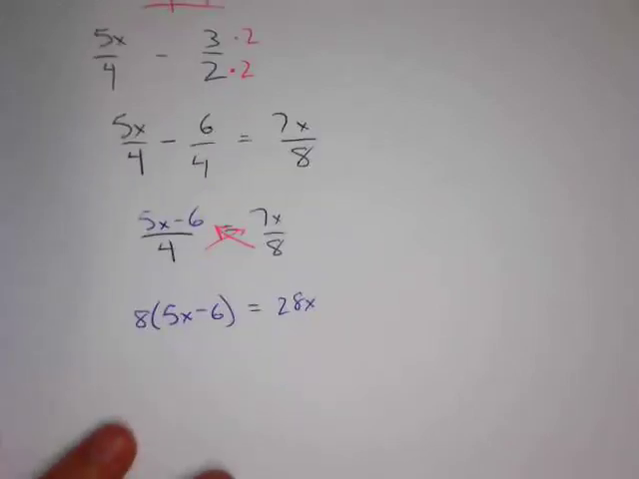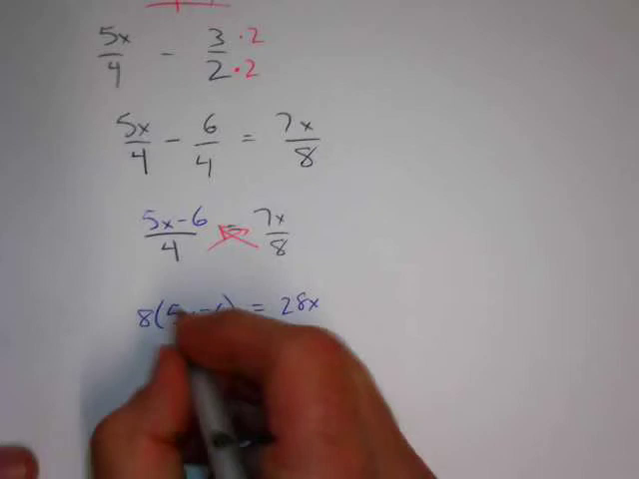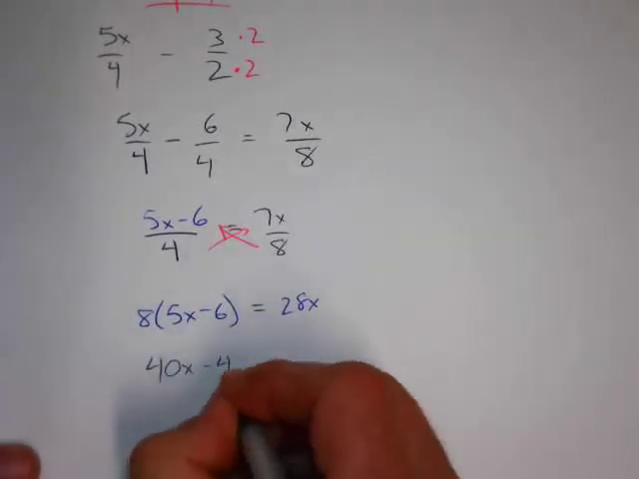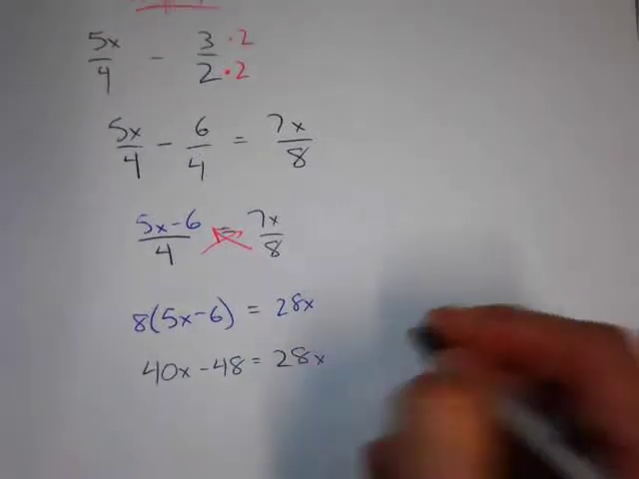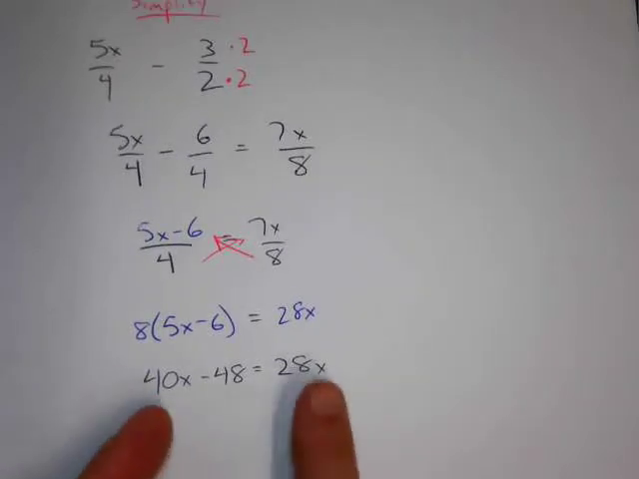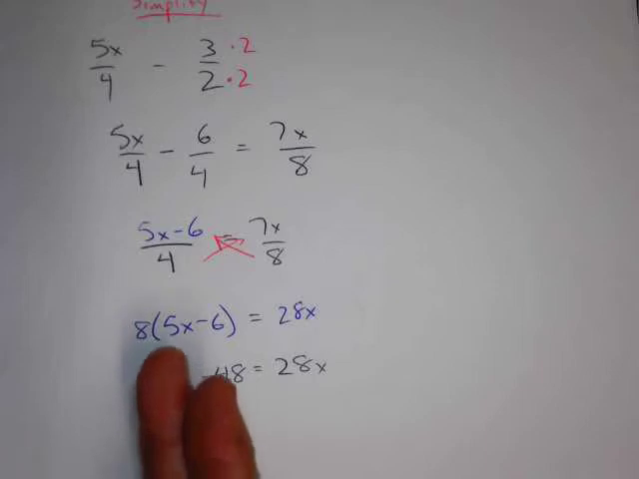Now I can just simplify and solve. 8 times 5x is 40x. 8 times minus 6 is minus 48. And that's going to equal 28x. Now there's a bunch of correct things I can do. I have variables on both sides of the equal sign. One of them has to move. I'm going to move my 40x to the other side.